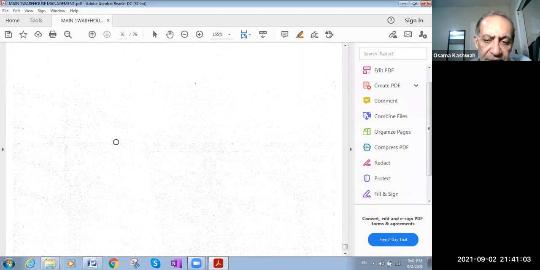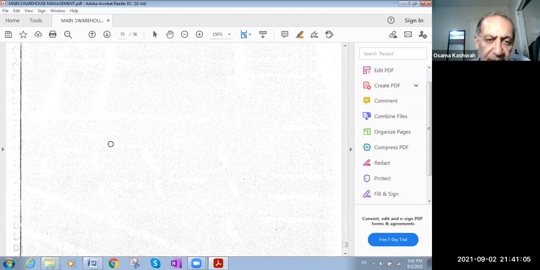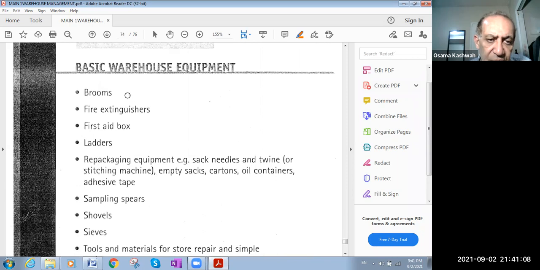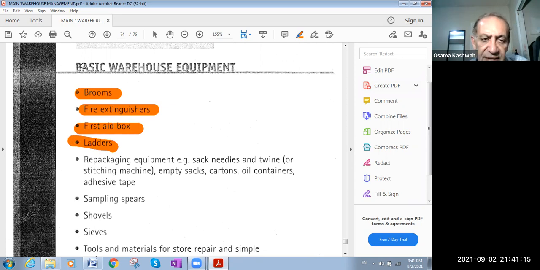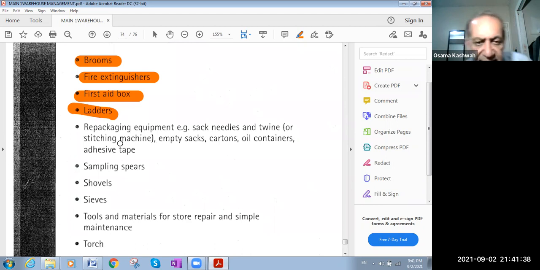Those are very important points that should also be there in the storage. It includes the brooms, the fire extinguishers, first aid box, and ladders. Those are very, very important things. It's basic warehouse equipment. It must be there. The brooms for cleaning, like I said, fire extinguishers in case of fire, first aid box everywhere. It must be everywhere. And ladders for climbing up to the upper shelves, to reach the level of the upper shelves for the goods and the stacks.